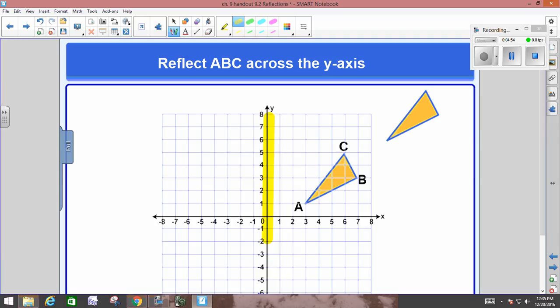So A is 1, 2, 3. So you're going to count 3 more. 1, 2, 3. This becomes A prime. B is 7 away, so then you're going to go 7 in the other direction. And name it B prime.